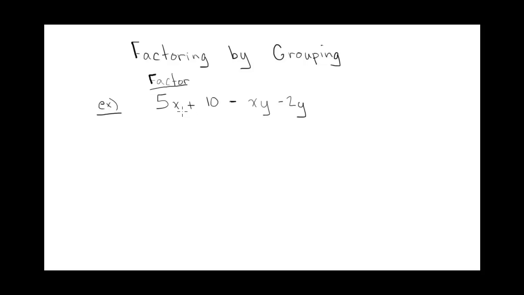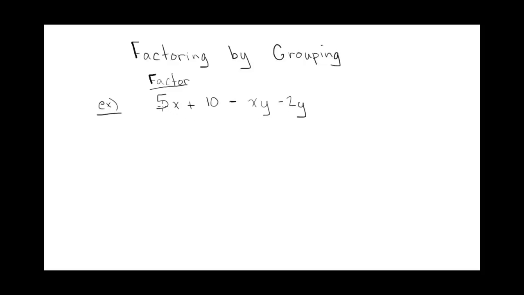So you're looking at all these terms and saying, what's common to all these terms? And if you look, nothing's common to all these terms, right? You might say 10 and 2, well, those are both divisible by 2, but this is not divisible by 2. This has an x, this doesn't. This has a y, this doesn't. So there's nothing common to all of them, so you can't common factor them all.